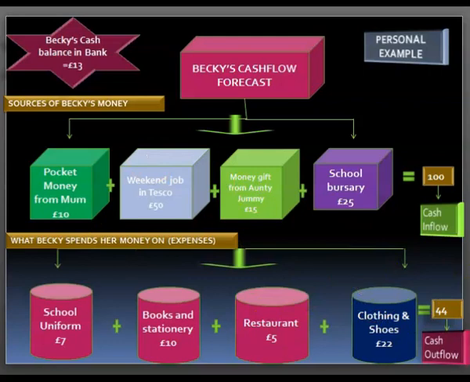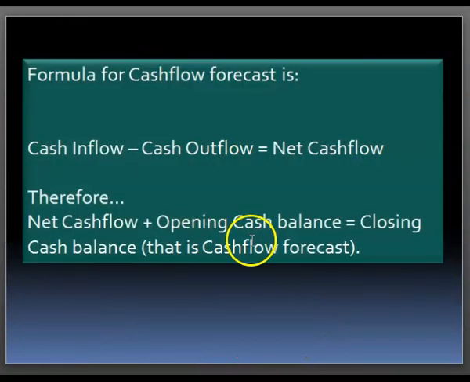And I'm going to give you now the formula to calculate cash flow. This is it. The formula to calculate cash flow forecast is this: cash inflow minus cash outflow equals net cash flow. Therefore, the net cash flow plus opening cash balance equals closing cash balance, that is the cash flow forecast.